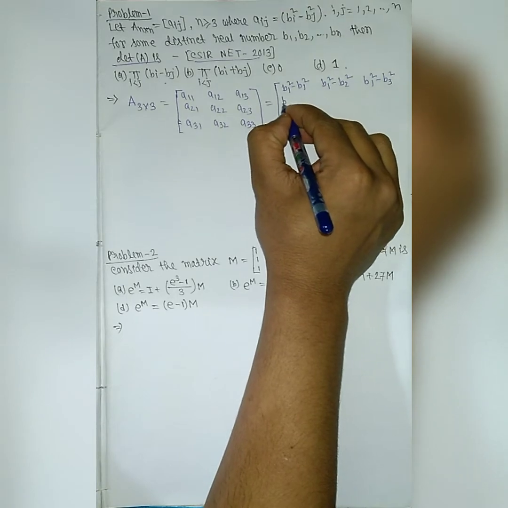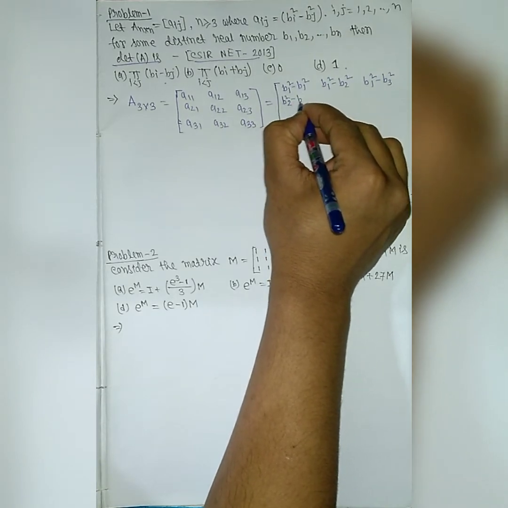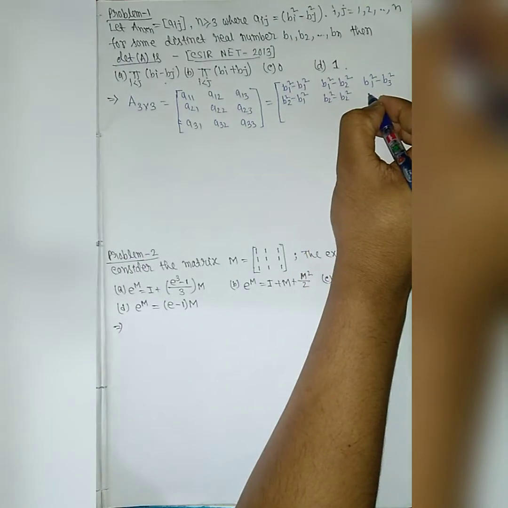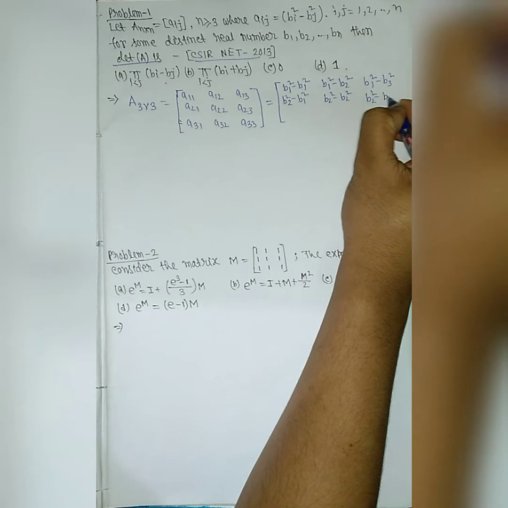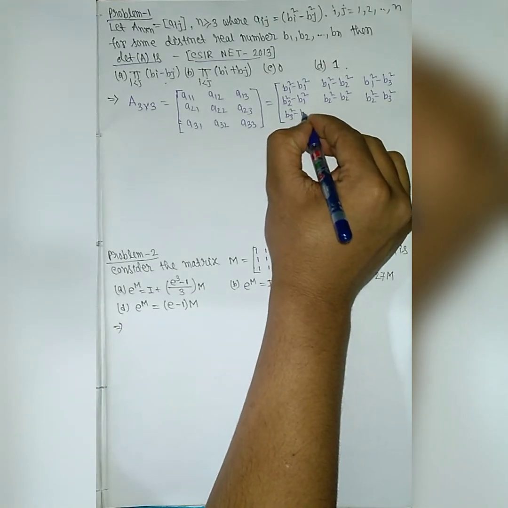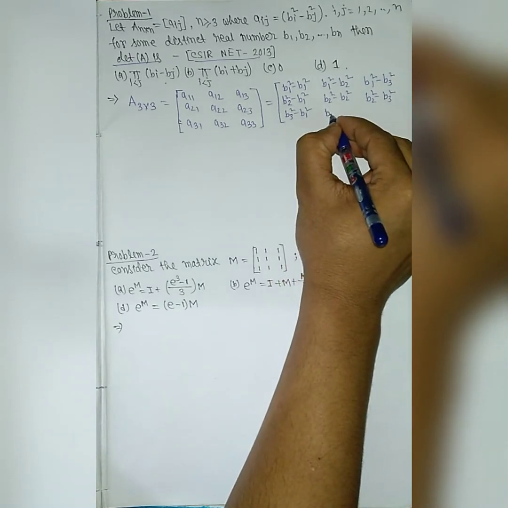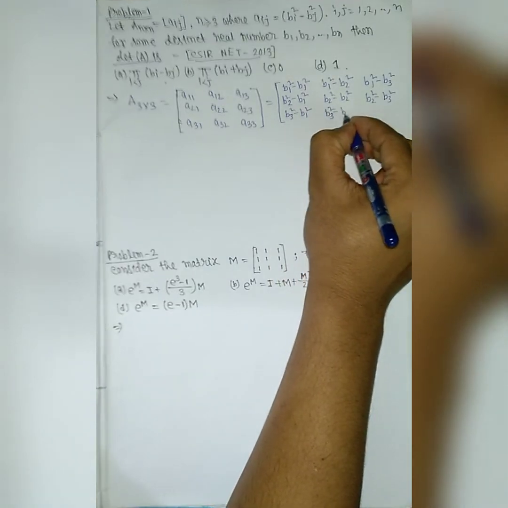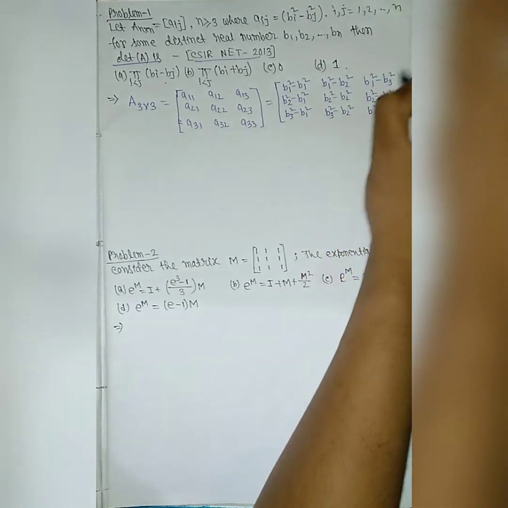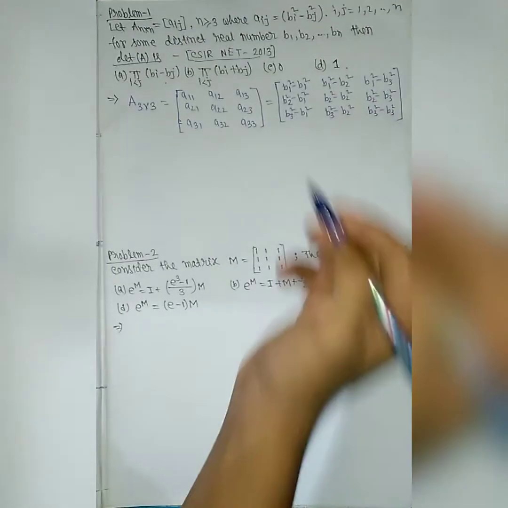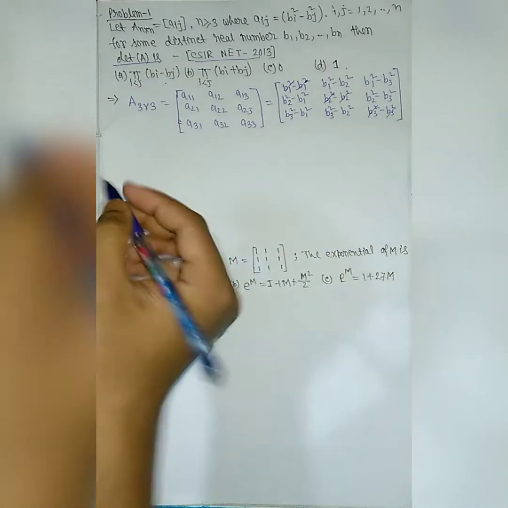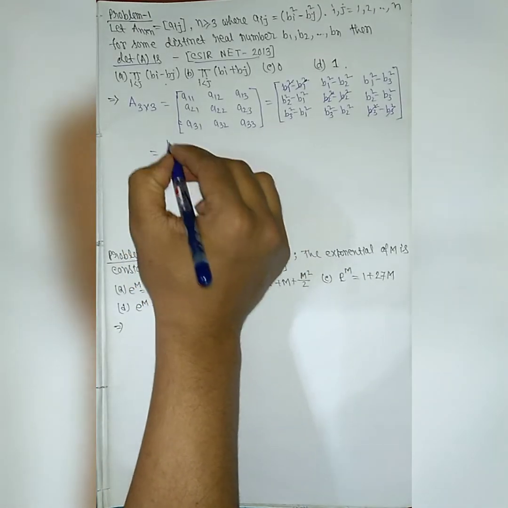Similarly, this is b2 square minus b1 square. This is b2 square minus b2 square. This is b2 square minus b3 square. This element is b3 square minus b1 square. This is b3 square minus b2 square, and this is b3 square minus b3 square. Okay, the matrix comes in this form. Now these elements cancel out, and then we can write this matrix in this form.